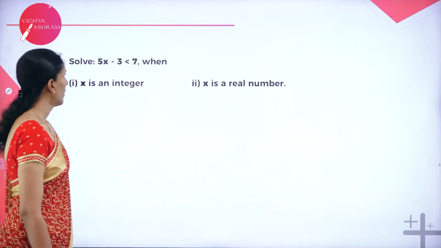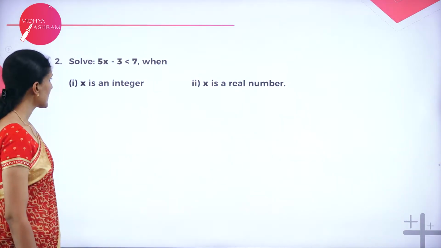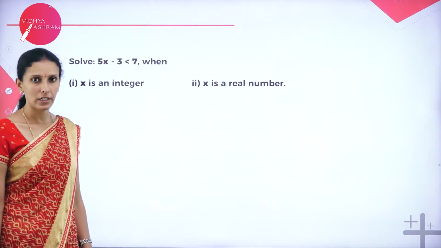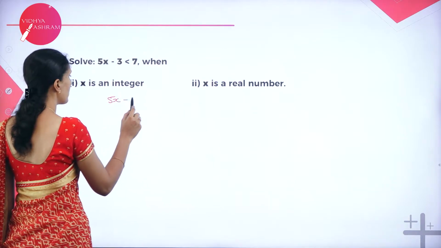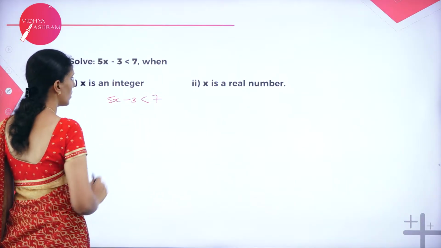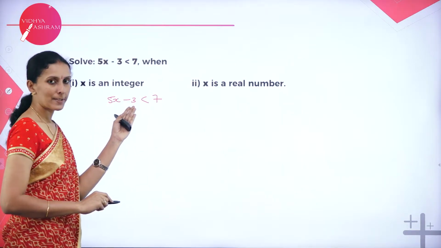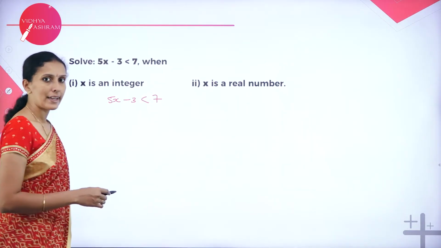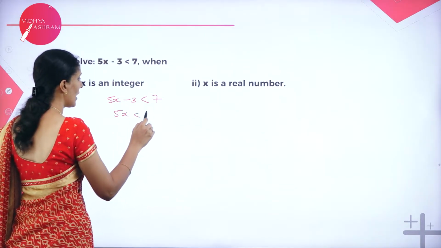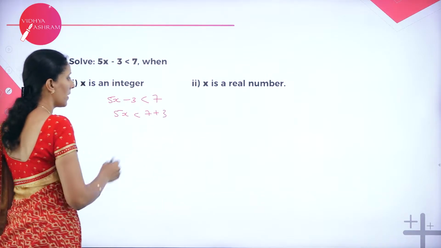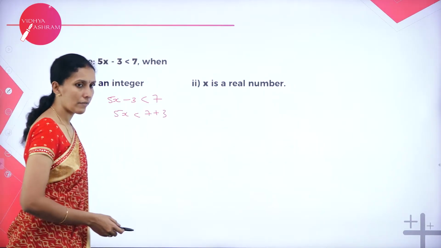Next question, we have 5x minus 3 less than 7, when x is an integer and when x is a real number. So first, let us solve the inequality. We have 5x minus 3 less than 7. What I need is the x value, so I don't want the minus 3 here. For that, I can add plus 3 on both sides, so 5x less than 7 plus 3. If you add plus 3 here, minus 3 plus 3 cancels, and on the other side you take it as 7 plus 3.